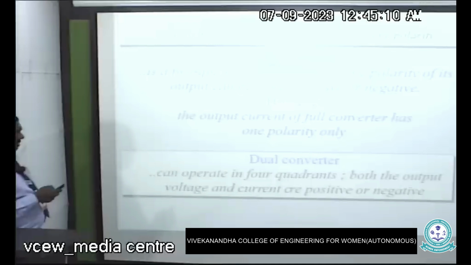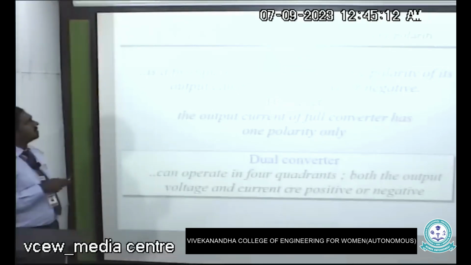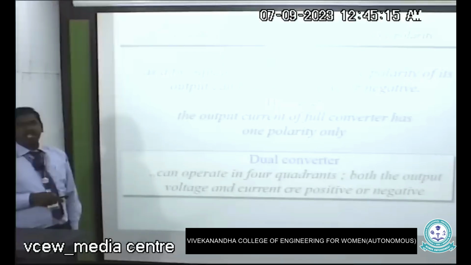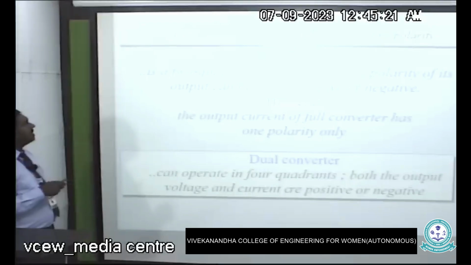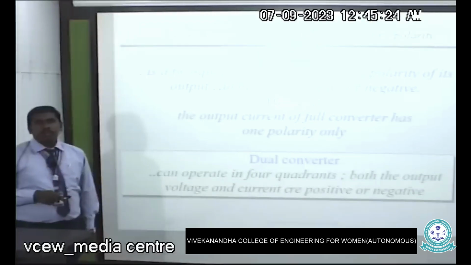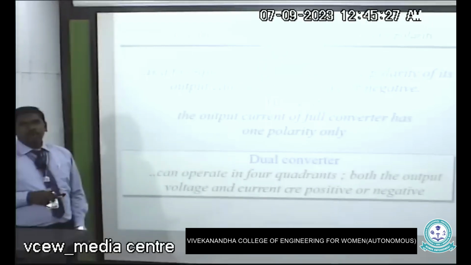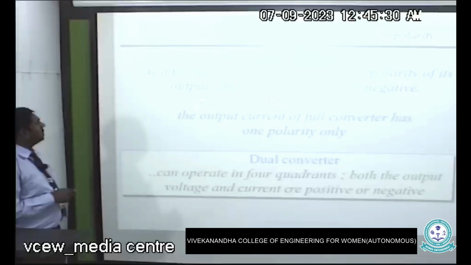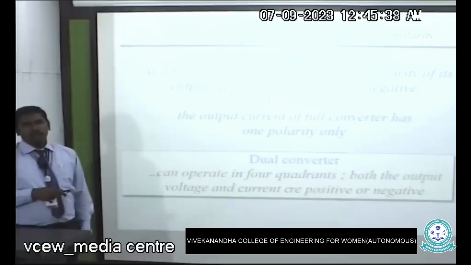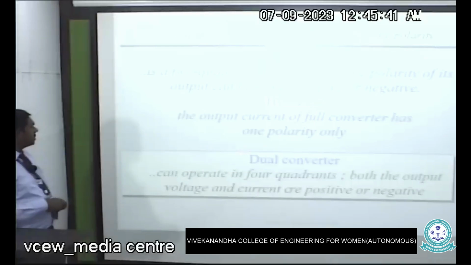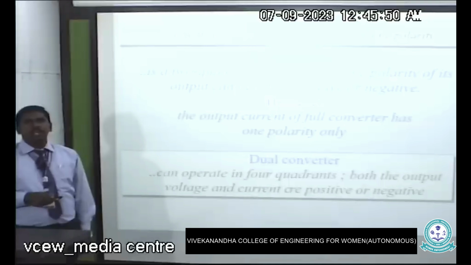Then what is a semi-converter? The semi-converter has one quadrant operation and one polarity. Then the full converter has two quadrant operation, and either positive or negative polarity. But in this full converter, the output current has only one polarity. Then the dual converter operates in four quadrants. Both the output voltage and current can be either positive or negative.